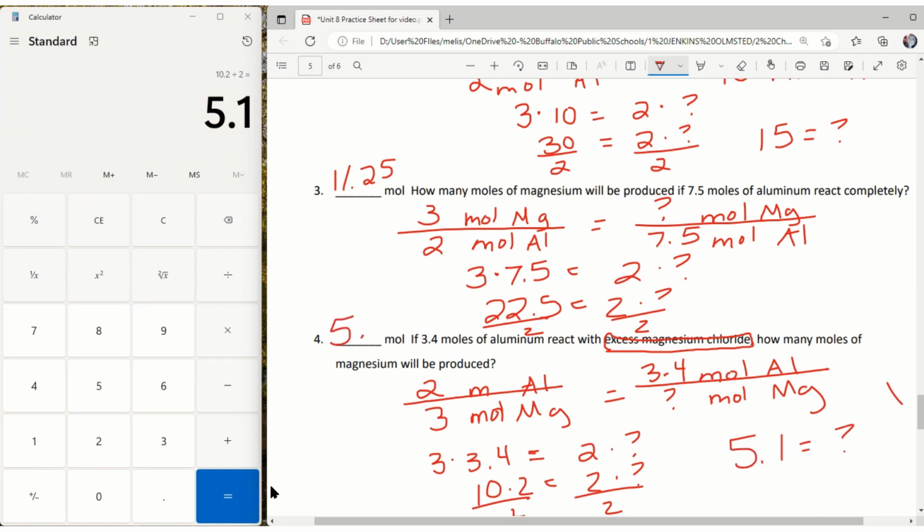So looks like it's the answer, but let's make sure it makes sense. So this has 2 on the top and then 3 on the bottom. So it's bigger, but not quite double. So this has 3.4 on the top. The number on the bottom should be bigger, but not quite double. It is. Beautiful. Makes sense. So that's how to do some mole conversions using ratios.